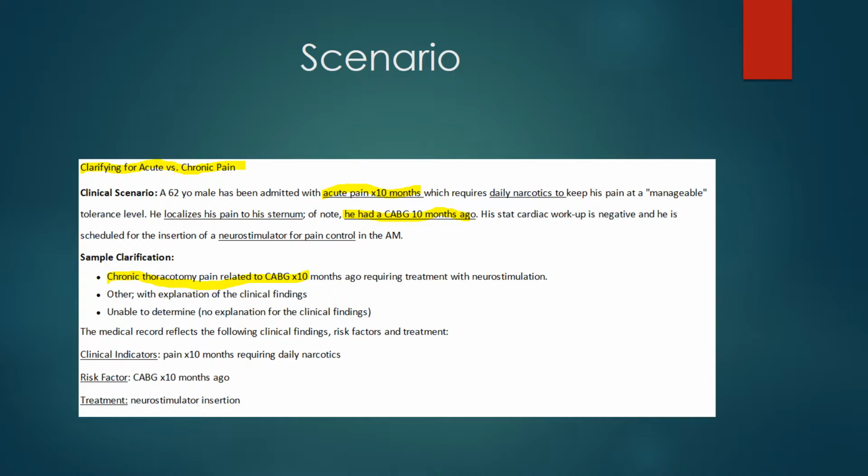So the indicator she gives is that the pain has been present for 10 months and it gets daily narcotics. He gets daily narcotics. The risk factor, he had a CABG 10 months ago, and the treatment is that they're putting in this neurostimulator. So most likely this is more of a chronic pain and not acute.